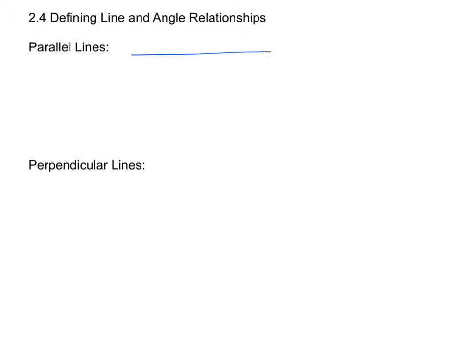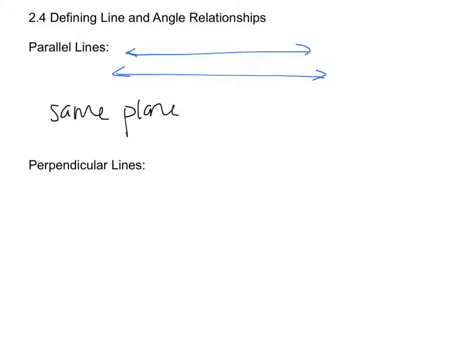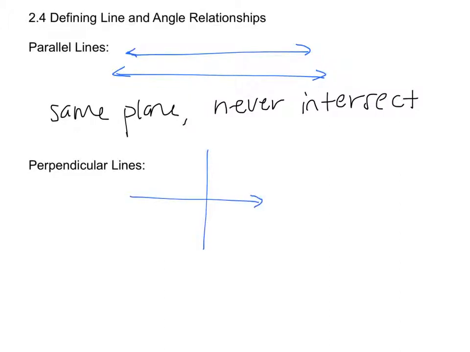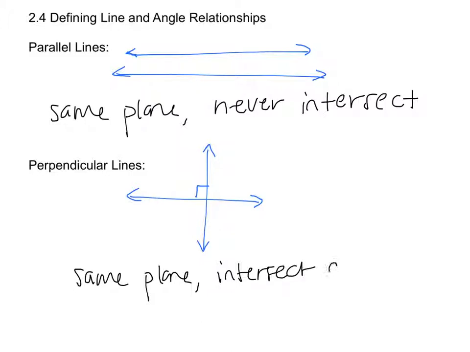So we have parallel lines, which are going to be lines in the same plane that never intersect. So they never cross each other. Perpendicular lines are also lines in the same plane, but they intersect at a right angle, so a 90-degree angle. So again, same plane, but they intersect at a 90-degree angle.